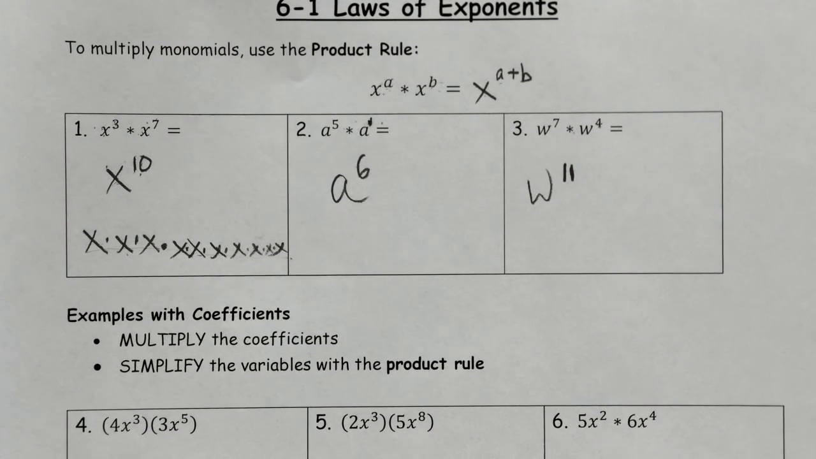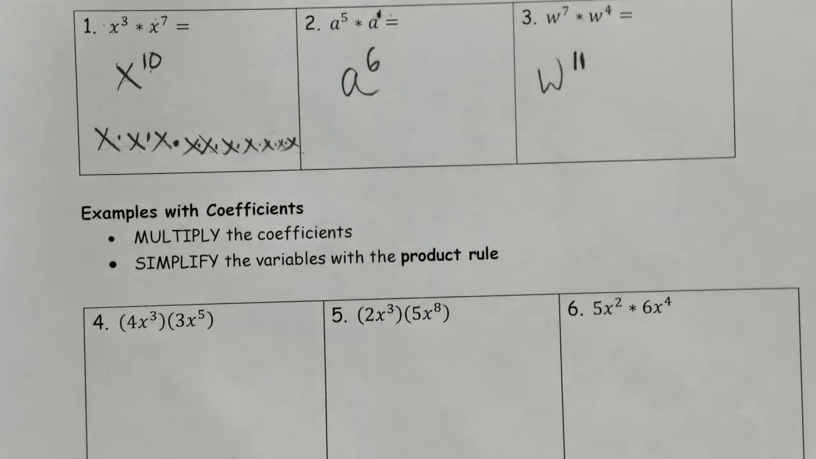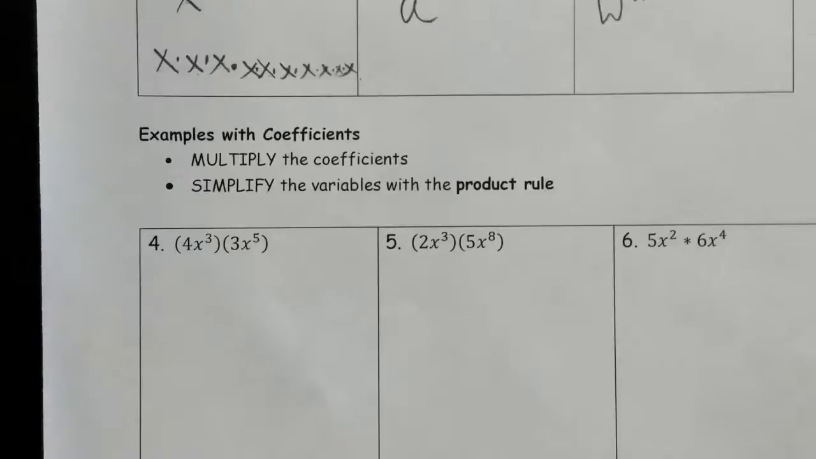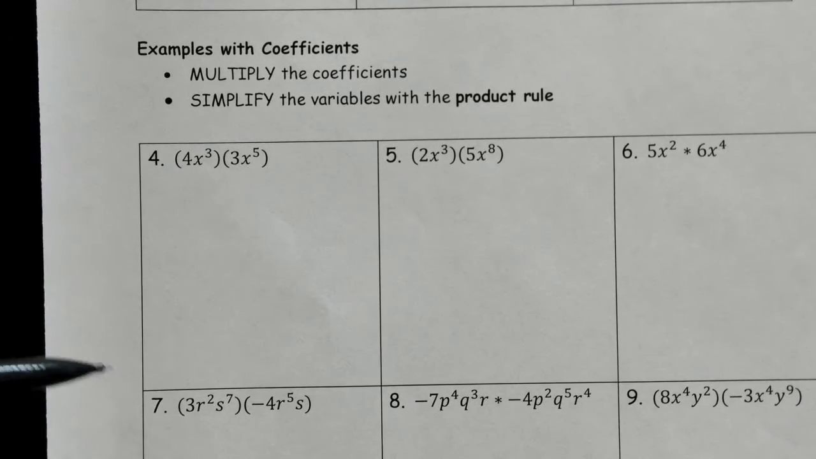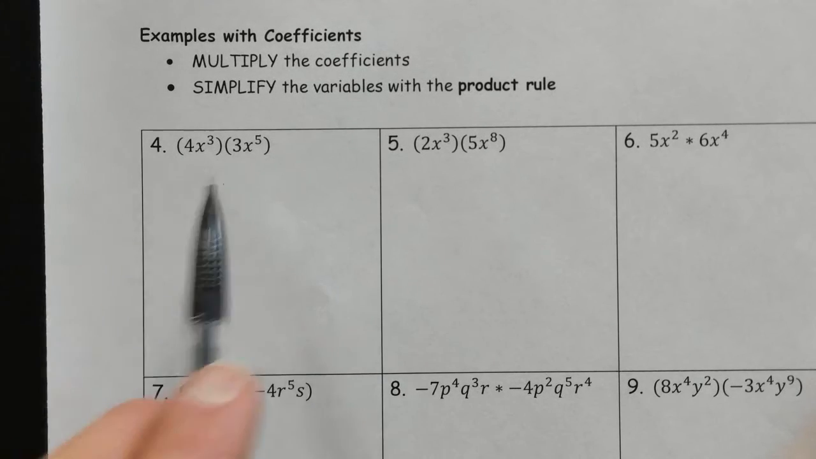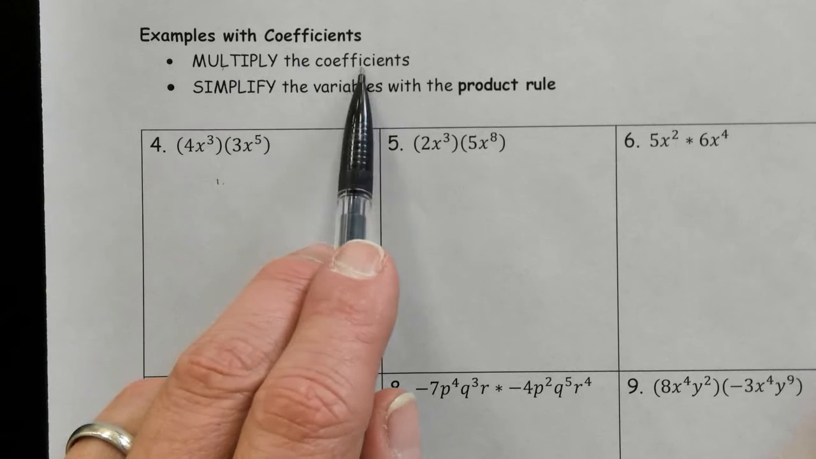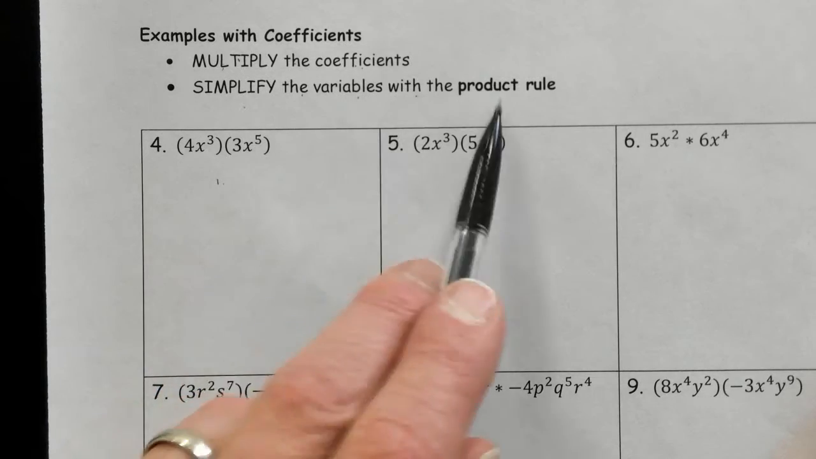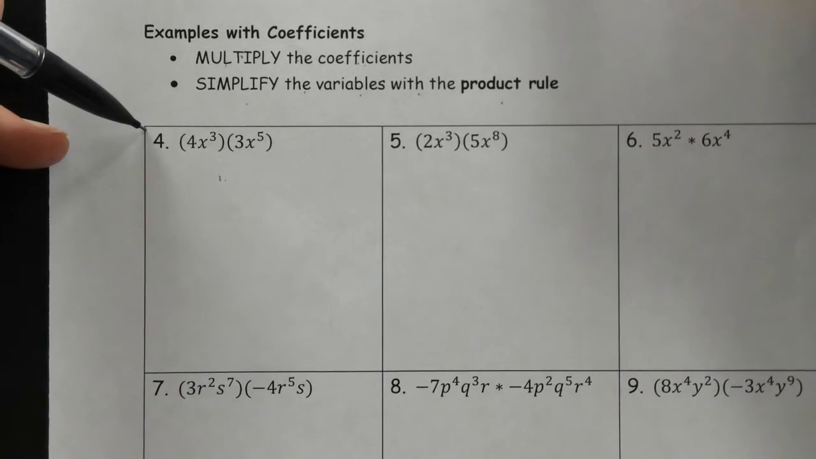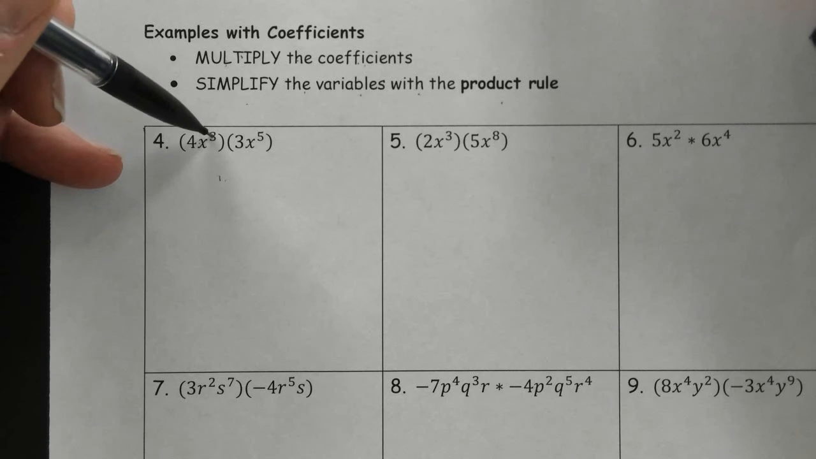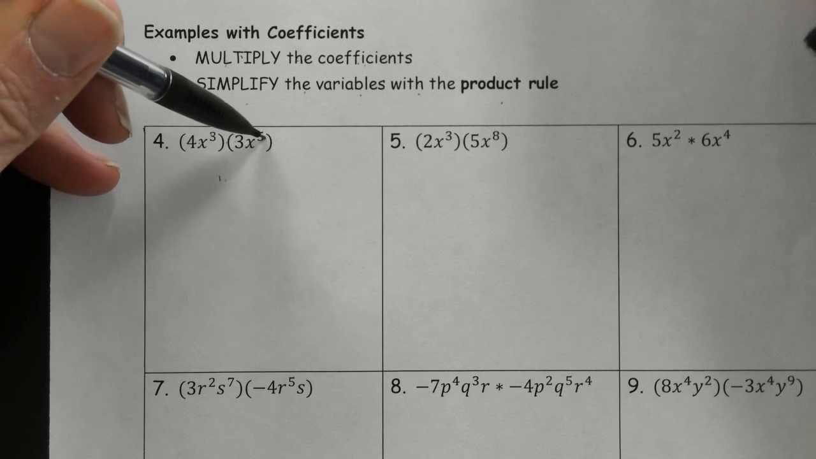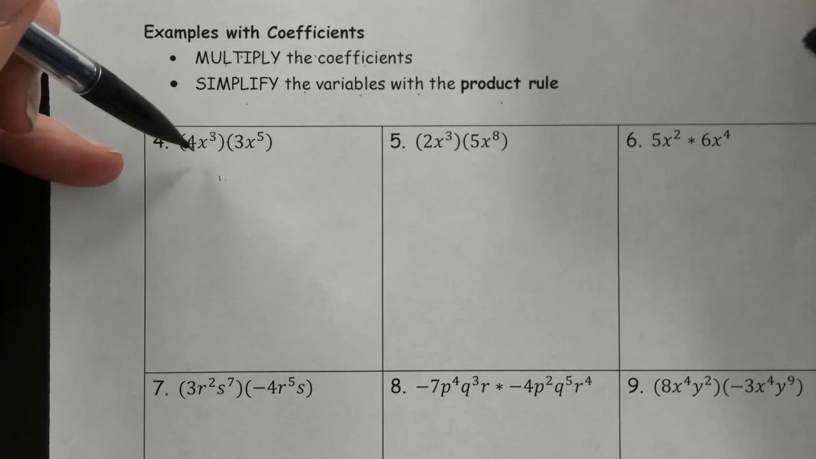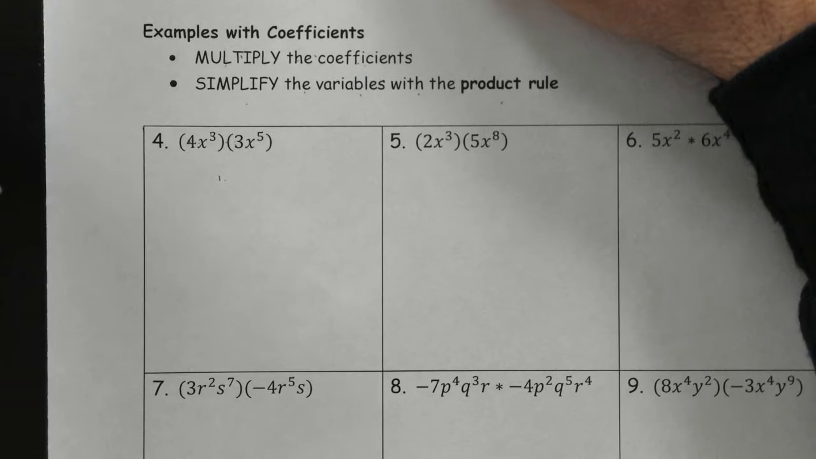All right? Okay, so now we get to some examples that have coefficients, meaning numbers in front of the variable, in front of the x, or whatever letter you have here. In this case, what we'll do is multiply the coefficients first, then we'll simplify the variables with the product rule. So for example, in this one, number 4, we have 4x to the 3rd times 3x to the 5th. I'll need to multiply the coefficients first. So I need to do the regular numbers first. So what's 4 times 3? That will give me 12.